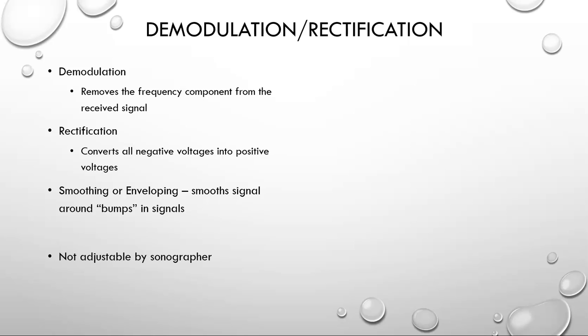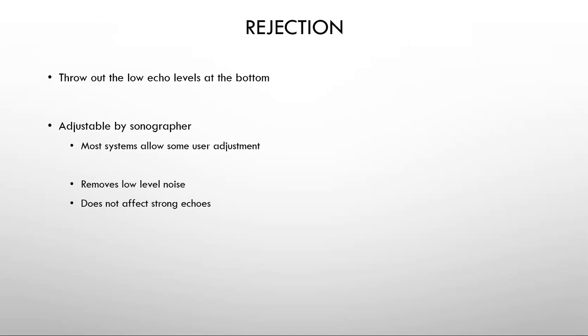The last part of our receiver functions is rejection. Rejection throws out the low-level echoes down at the bottom, which are mostly noise anyhow. This is generally adjustable by the sonographer, and it removes those low-level noise echoes and usually does not affect in any way the strong echoes from the tissues.